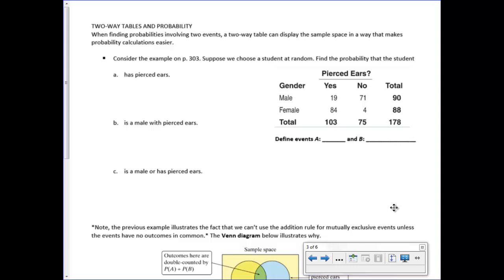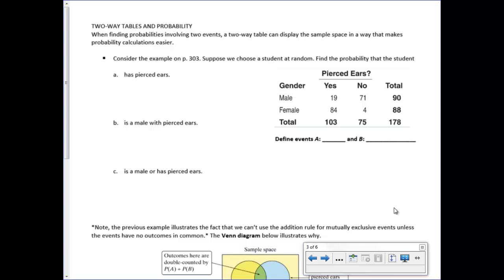calculate some different probabilities. This first example says, consider the example on page 303. Suppose we choose a student at random, find the probability that the student, and then we have parts A, B, and C. Rather than reading the example, I think this one's self-explanatory. We have people with pierced ears, and then we have gender, male and female. The first one says, find the probability somebody has pierced ears.